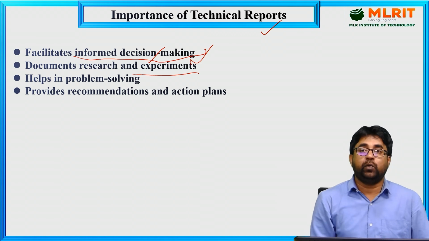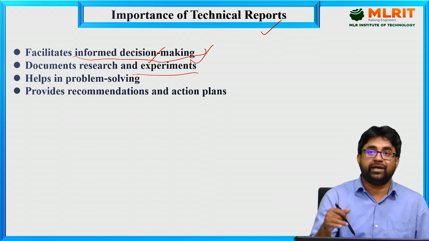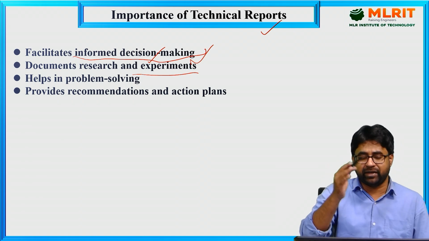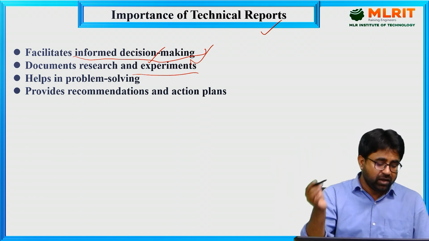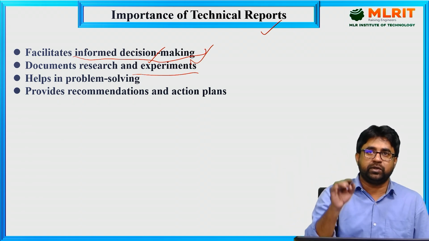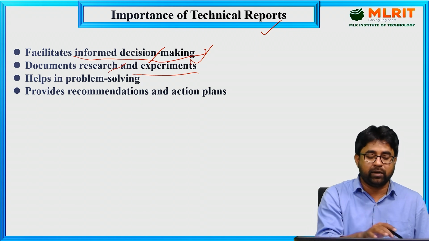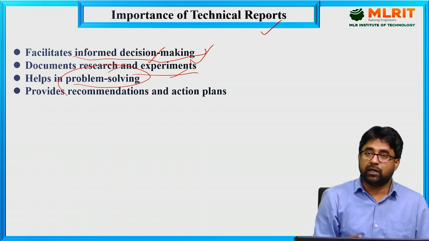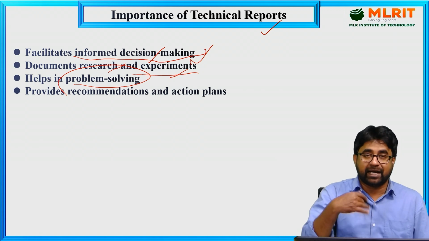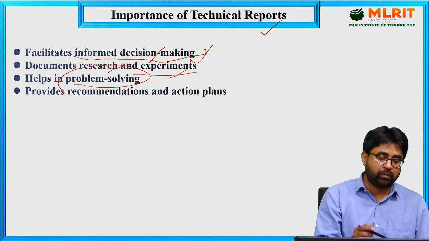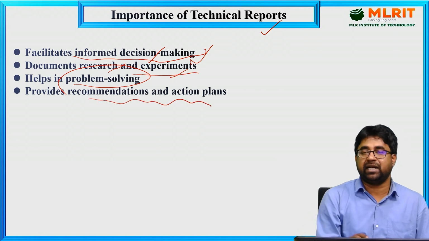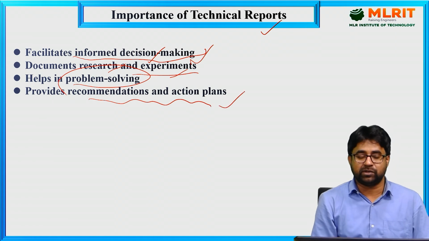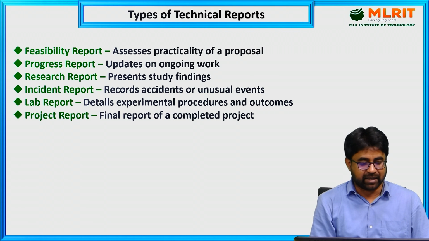It documents research and experiments. Sometimes we want to document our research, what exactly we did. It can be a 1 year, 2 year, 3 year, 5 year, 10 year process, right? So documentation is very important. A technical report will document all those experiments. It helps in problem solving. Through technical report writing, we can recommend certain things and it can help in problem solving. Sometimes it also provides recommendations and action plans. Fine.